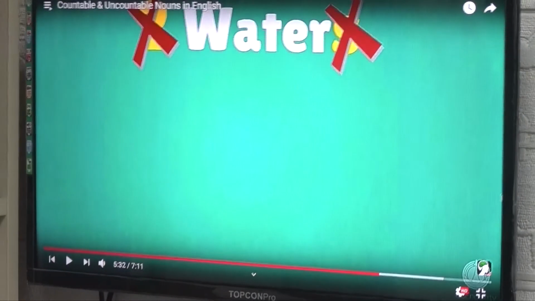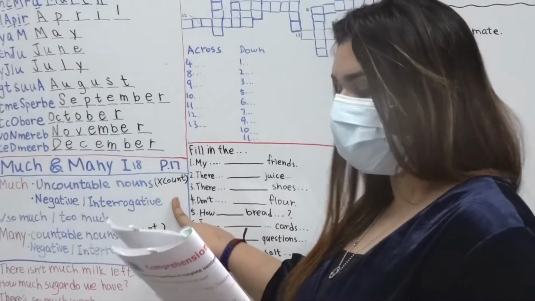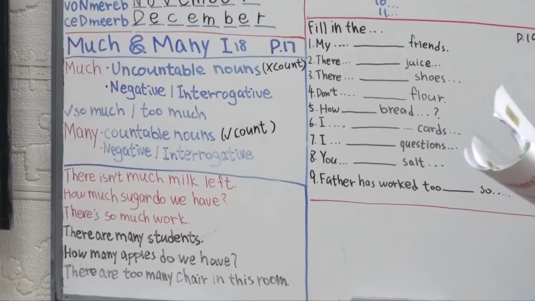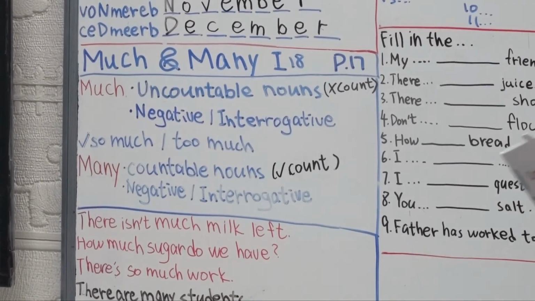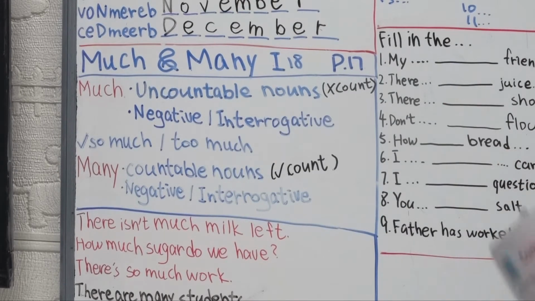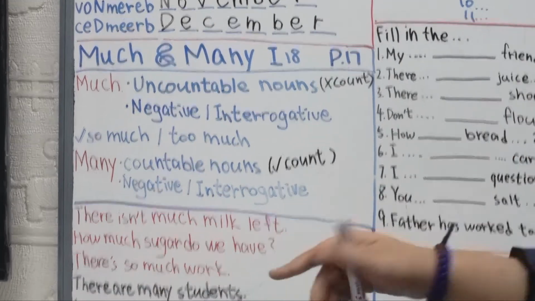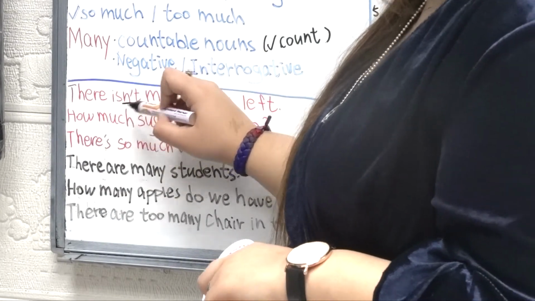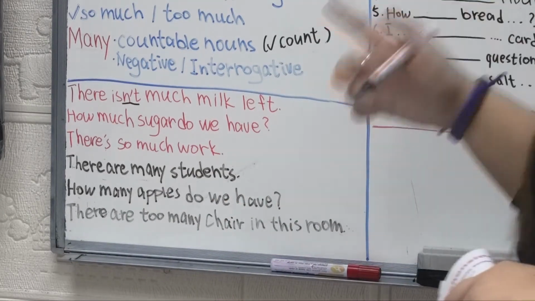So let's have a look at our book, page 17. We use much with uncountable nouns, the things we cannot count. They can be frequently used in negative or interrogative sentences, but it can also be used in affirmative. Negative sentence. Do you know what a negative sentence is? It's okay, there is an example in your book here. There isn't much milk left. So here isn't is not, right? It tells us it is a negative sentence. So basically we can use much in a negative sentence, okay?